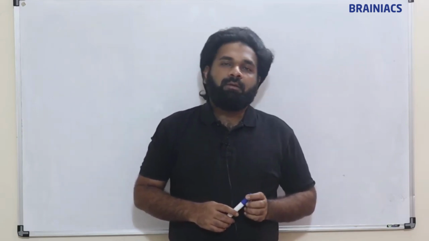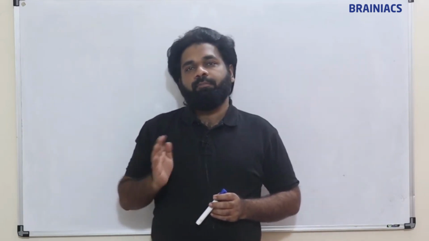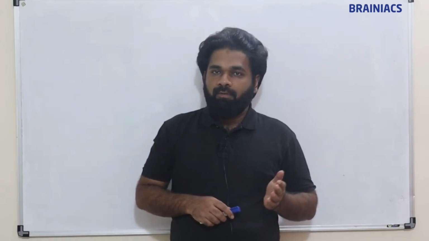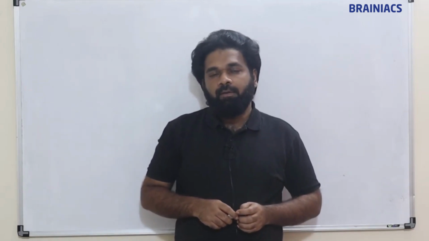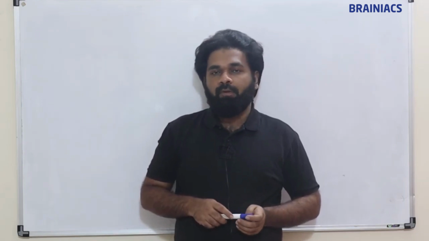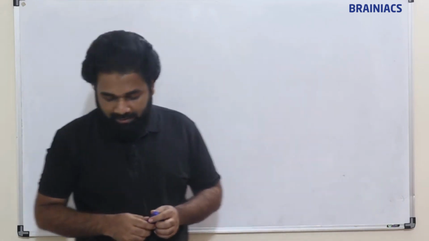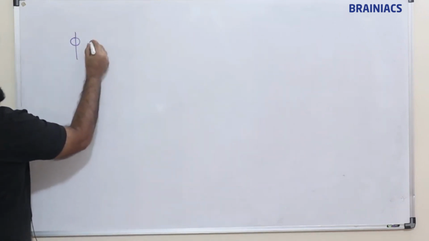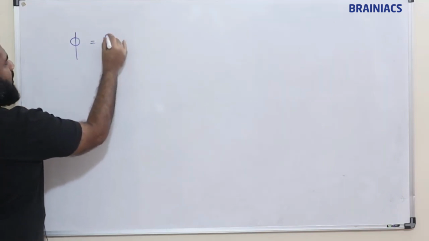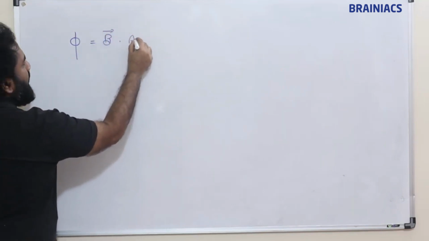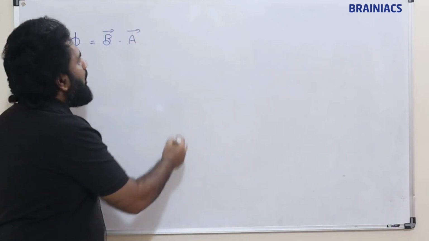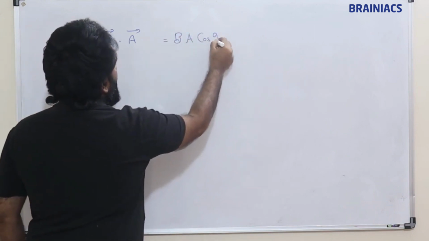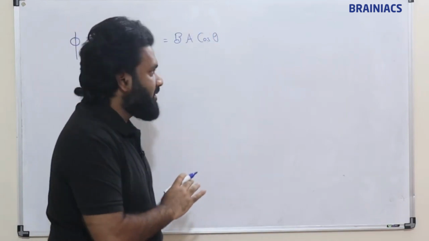Then after that, if a coil is made to rotate, how it is going to induce EMF, the fundamentals of alternating current, all those things we have already seen. Here, what is electric flux? Electric flux is the magnetic field vector dot area vector, or we can say BA cos theta. This we have studied.